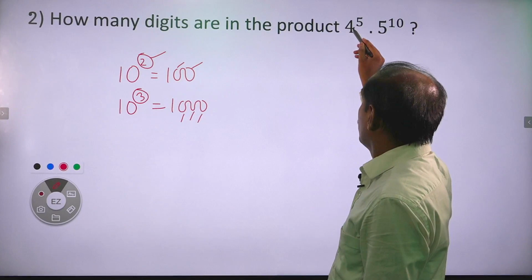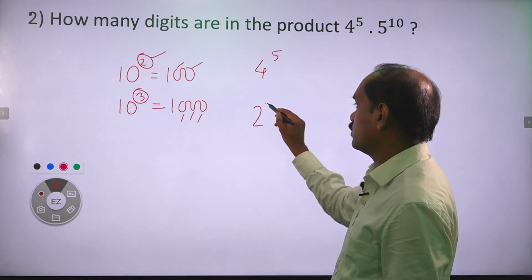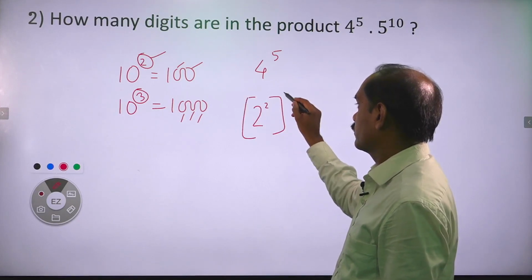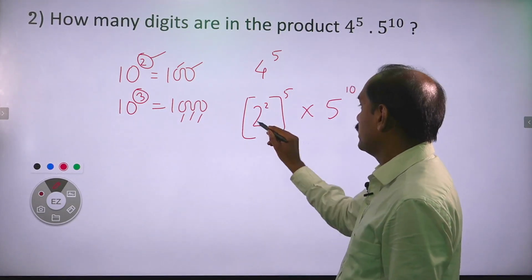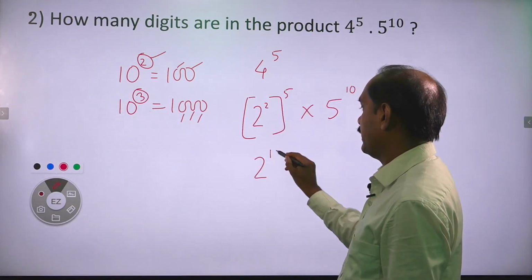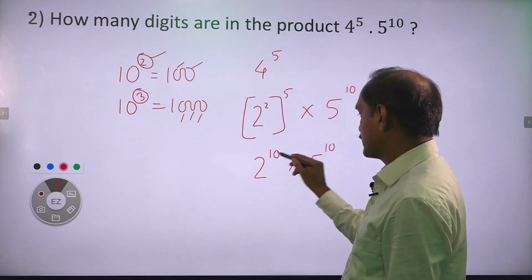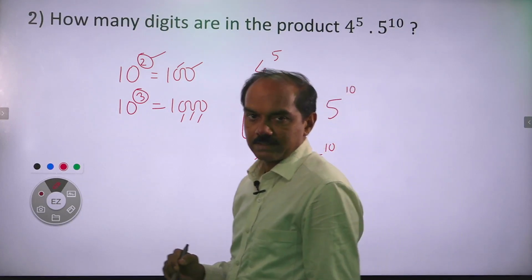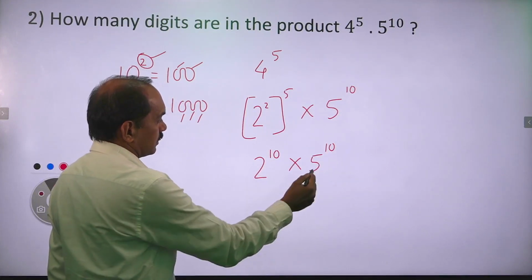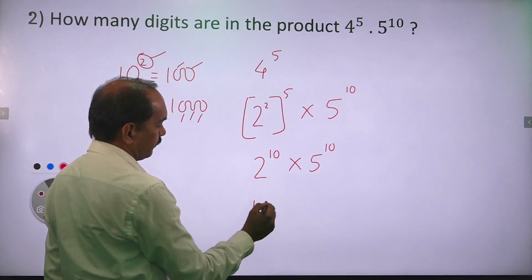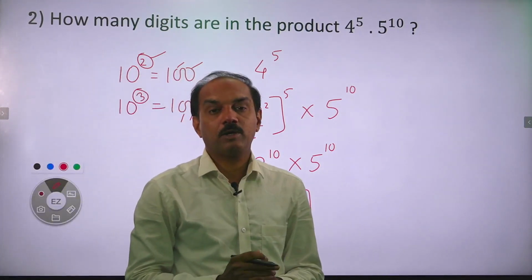So 4 to the power 5, this 4 can be written like 2 square, into 5 to the power 10. This 2 as it is, 2 into 5, 10, 5 to the power 10. So since the indices are same, that is powers are same, you can multiply the bases. 2 into 5, 10. So the final answer is 10 to the power 10.